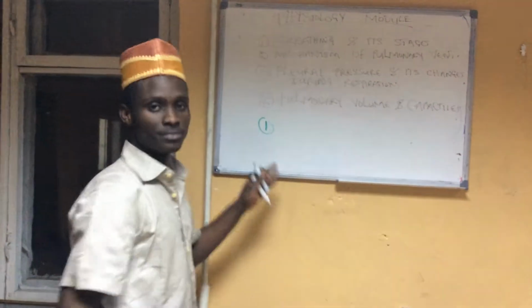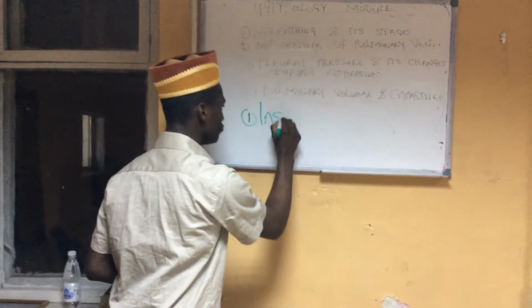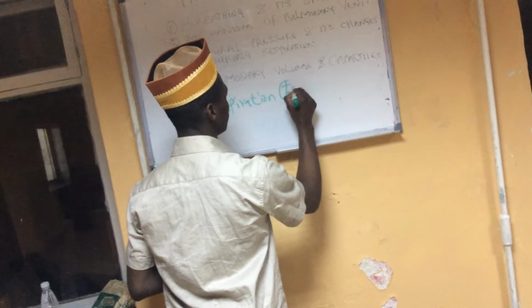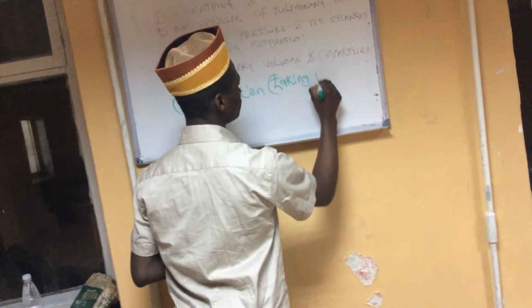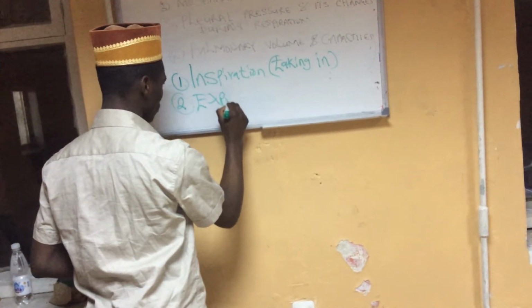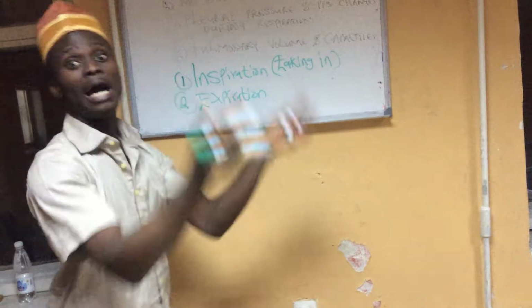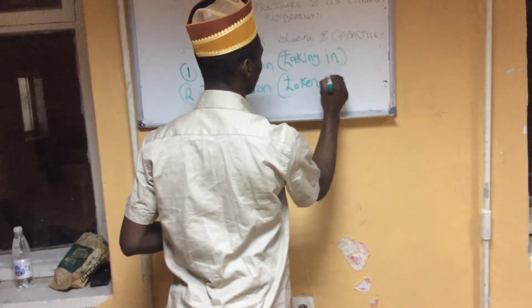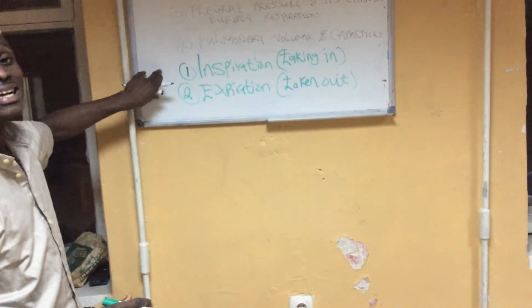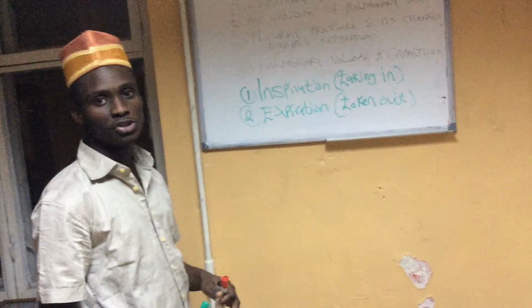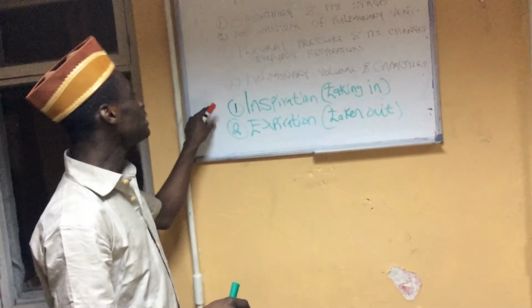Number one is inspiration. I put in bracket, taking in. It's the process. Number two, expiration. Taking out, or pulling out. Let me put it, taking out. Good. These are the two basic mechanisms of pulmonary ventilation anywhere, anytime in the world. Inspiration and expiration. Now we're going to talk in depth about what inspiration and expiration mean.